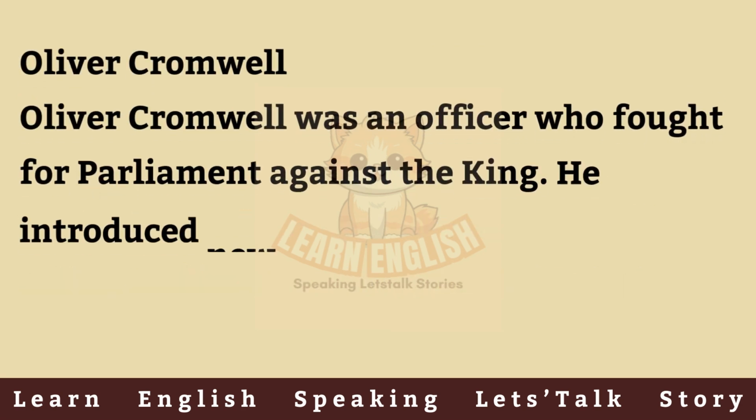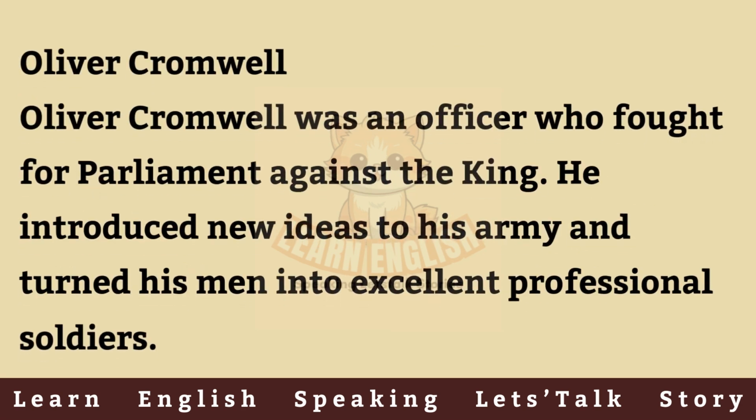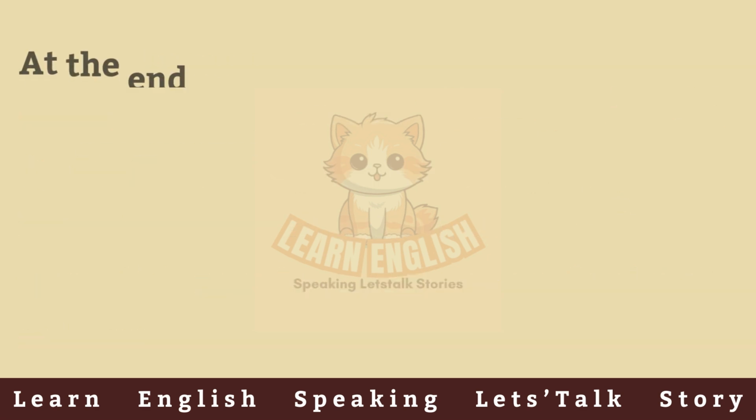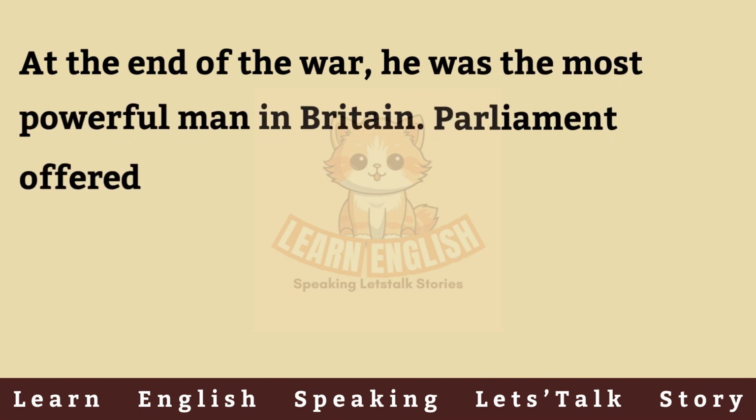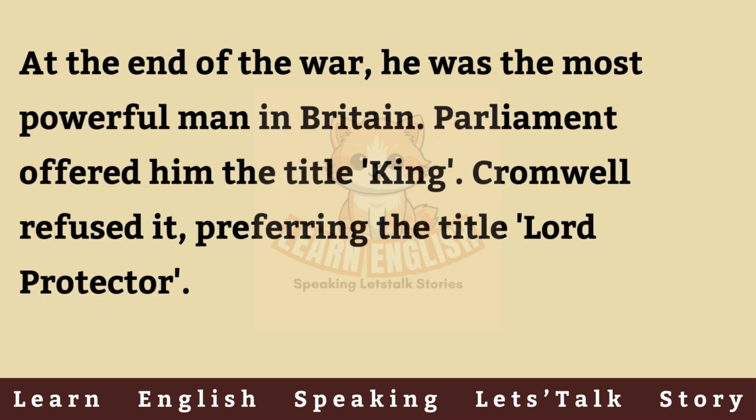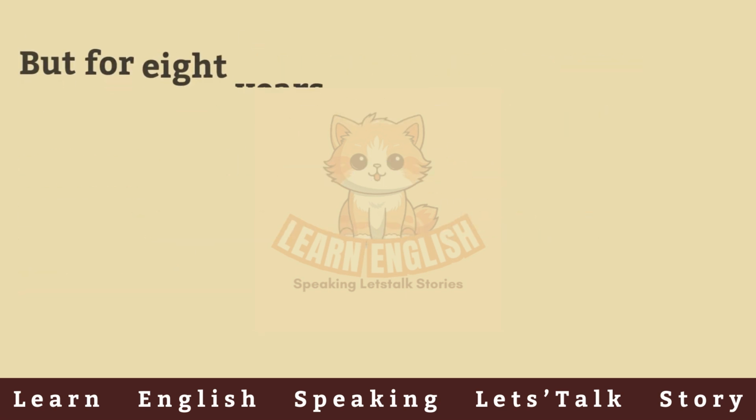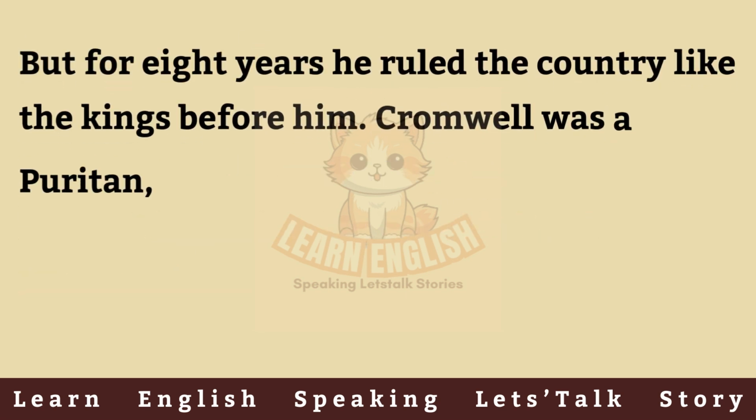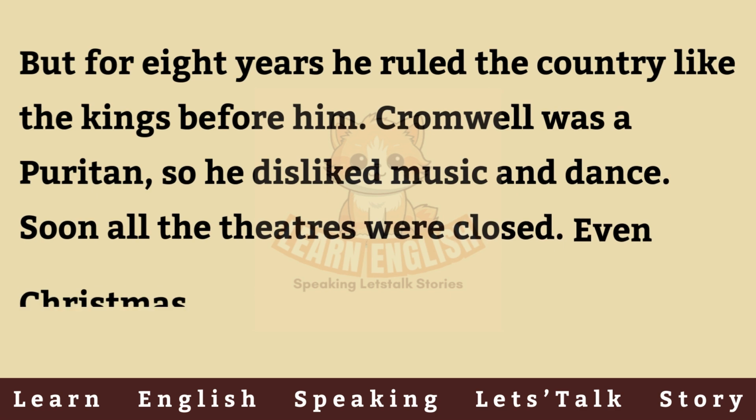Oliver Cromwell. Oliver Cromwell was an officer who fought for Parliament against the king. He introduced new ideas to his army and turned his men into excellent professional soldiers. At the end of the war, he was the most powerful man in Britain. Parliament offered him the title King. Cromwell refused it, preferring the title Lord Protector. But for 8 years he ruled the country like the kings before him.